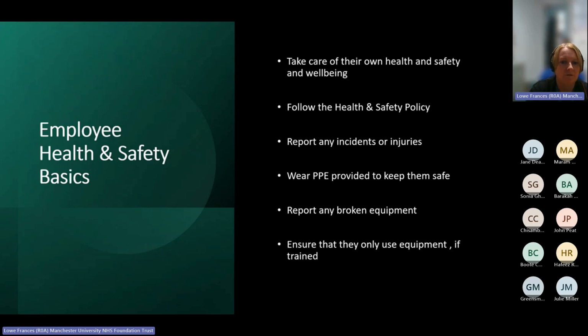If you're pouring, for example, an acid out in a fume hood, you can sometimes get splashes. It doesn't matter how careful you're being. So it just protects yourself. They must also report any broken equipment and ensure that they only use equipment if they've been trained and signed off as competent in its use.